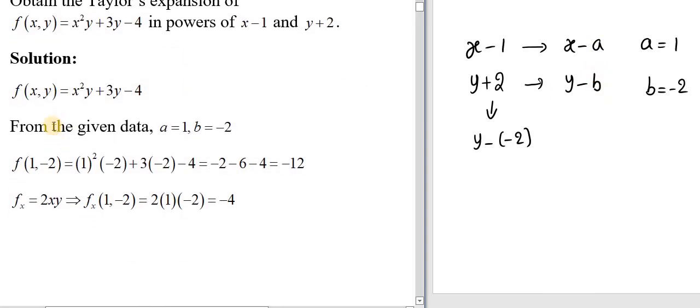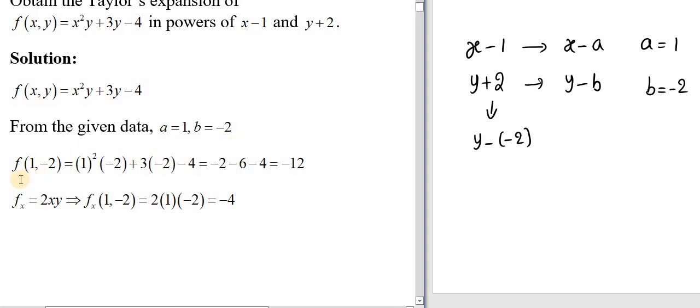Okay. Next, solution. f of x comma y equal to x square y plus 3y minus 4. From the given data, a is 1, b is minus 2. We already know the formula, that's why we can write it here easily.